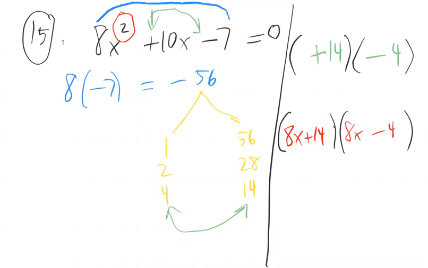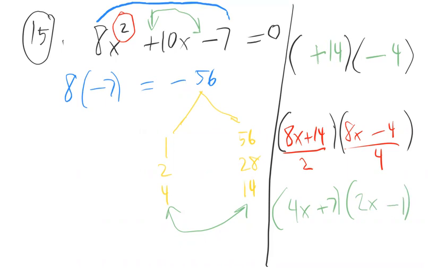In order to finish it, you have to divide each of these by any common factor that they have. If they don't have a common factor, then you're good. But whenever they do, you have to divide by it, or else the answer is wrong. So this has a common factor of 2. This has a common factor of 4. So once I'm dividing by it, I'm going to write the answer in green now because now it's right. So 8x plus 14 divided by 2 is 4x plus 7, and 8x minus 4 divided by 4 is 2x minus 1. So those are the correct factors.